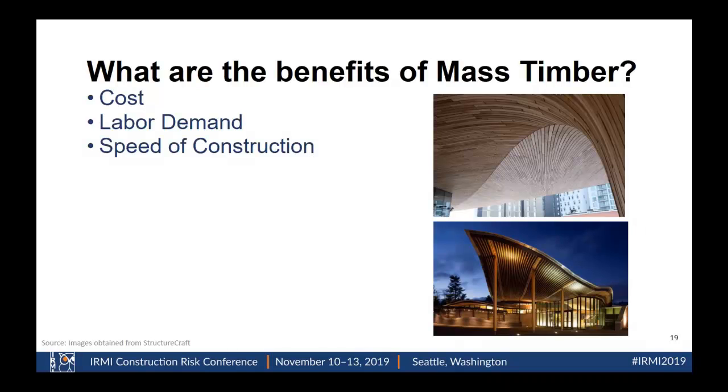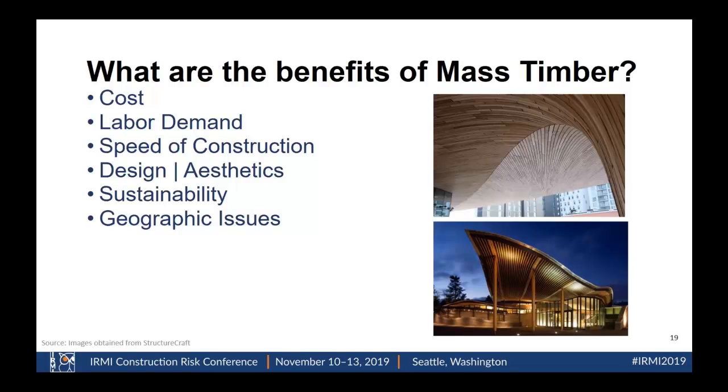Cost, labor demand, speed of construction, they go up really quick. When we could start getting them stateside and local to our job sites, they'll go up a lot faster. I mentioned the sustainability feature. I'll go into that in a minute when I get to my slides. So these are all concerns in the front end.